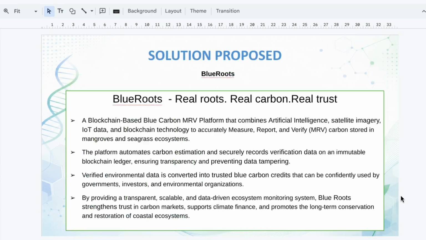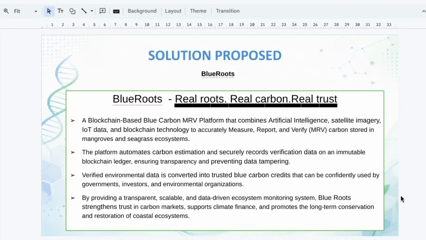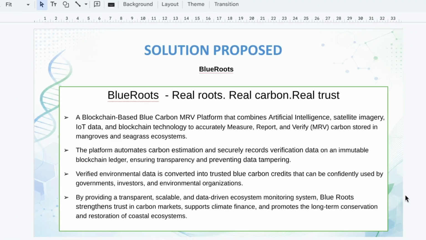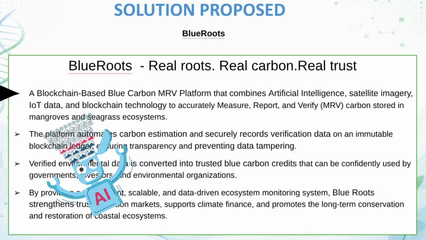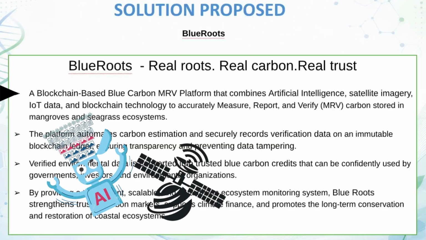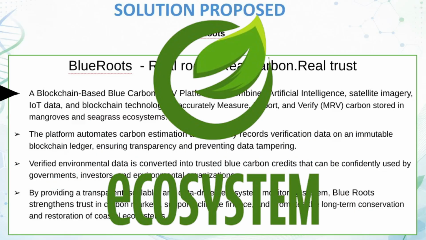So we have built an app called BlueRoots. Our tagline is "Real roots, real carbon, real time." So what is BlueRoots and what does it do? BlueRoots is a blockchain-based carbon MRV platform that combines artificial intelligence, satellite imagery, IoT data, and blockchain technology to accurately measure, report, and verify carbon stored in mangrove and seagrass ecosystems.